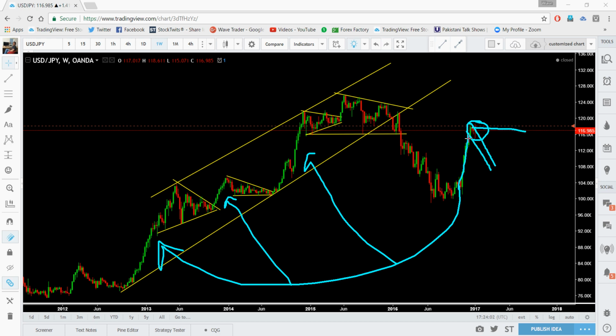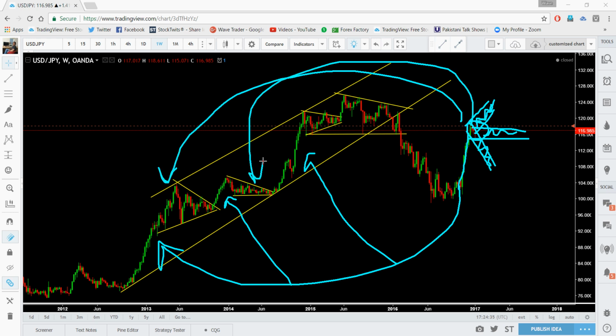Either it is going to form a deeper flag or a flat or rising channel, or a triangle. Flat channel, descending flag or rising flag, or a triangle like this, a symmetrical triangle or falling wedge, or a contracting triangle, for continuation to the upside.